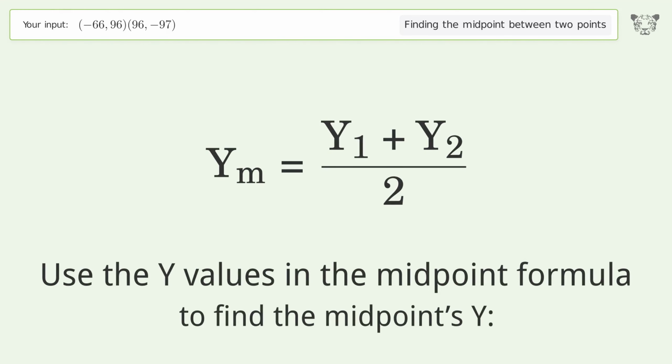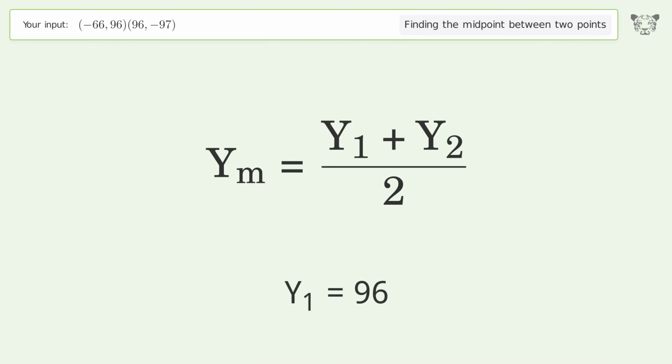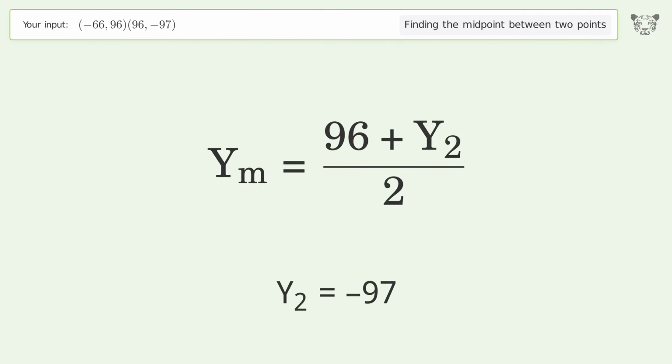Use the y values in the midpoint formula to find the midpoint's y. y1 equals 96. y2 equals negative 97. Simplify the arithmetic.